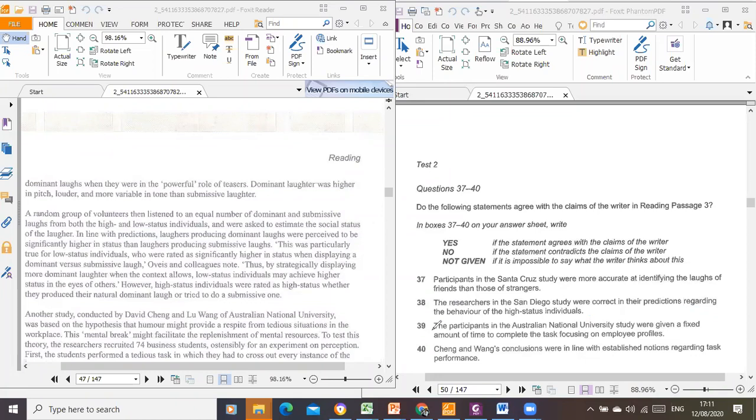Now, question 39 says the participants in the Australian National University study were given a fixed amount of time. Okay, so the major thing is whether they were given a fixed amount of time or they were given liberty to submit at any time to complete the task, focusing on employee. Now, this is all about employee profiles. So I'm going to look for where they talk about employee profiles and the Australian National University.